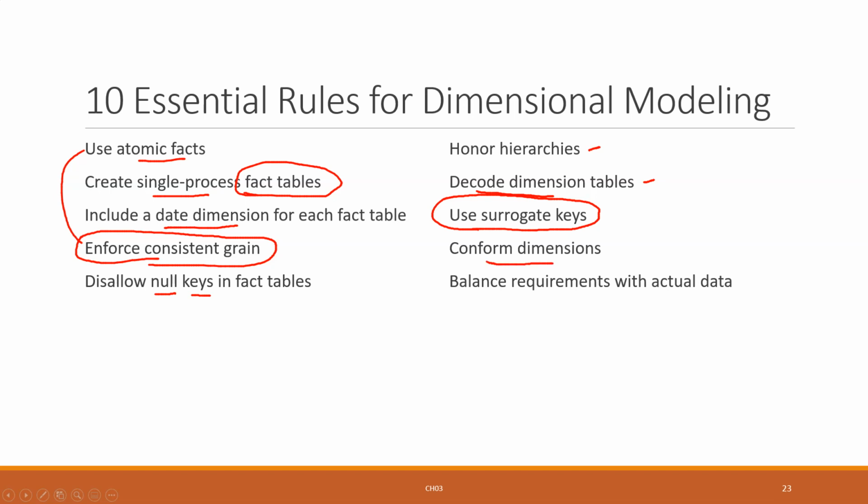Conform dimensions, that means pretty much make them standard as much as you can. So if you're going to use a customer dimension table in one data warehouse, and then you're going to use a customer dimension table in another, make those identical. That will help you out a lot in the long run. And also balance the requirements with actual data. Make sure that you don't have decision makers creating a wish list of data.